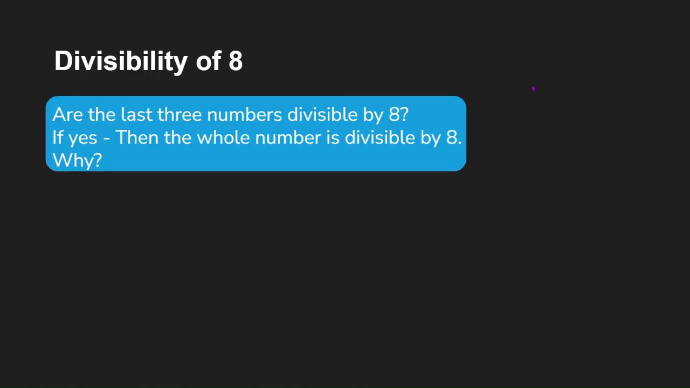So, the divisibility of 8. Here is the rule. Are the last 3 numbers divisible by 8? If yes, then the whole number is divisible by 8. I want you to think about why this works. This is obviously applicable when you have really big numbers like thousands and millions. But I want you to think about why.